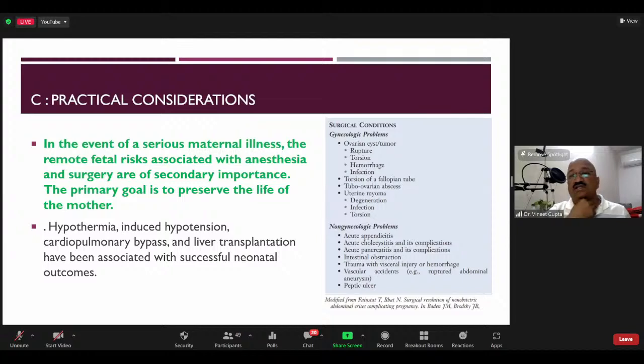What all surgical conditions can put these kinds of patients on the surgical table? Some of them are gynecological problems, others are non-gynecological problems. Gynecological problems include ovarian cyst, tumor, rupture, torsion, hemorrhage, infection, torsion of fallopian tube, tubo-ovarian mass, and uterine myomas that are degenerated, infected, or undergo torsion. The non-gynecological problems are acute appendicitis, acute cholecystitis and its complications, acute pancreatitis and its complications, intestinal obstruction, trauma with visceral injury or hemorrhage, vascular accident, ruptured abdominal aneurysm, or peptic ulcer.